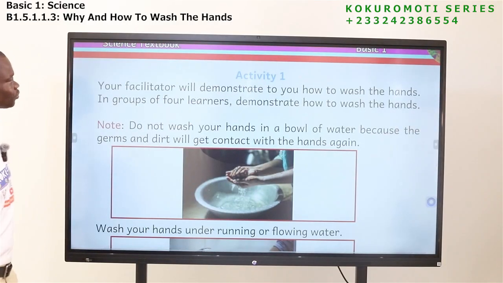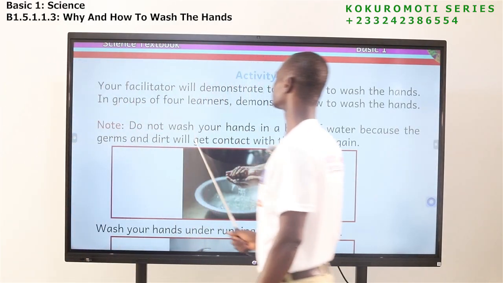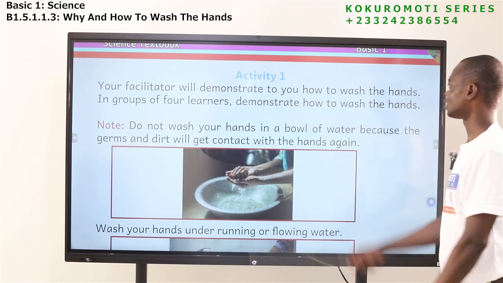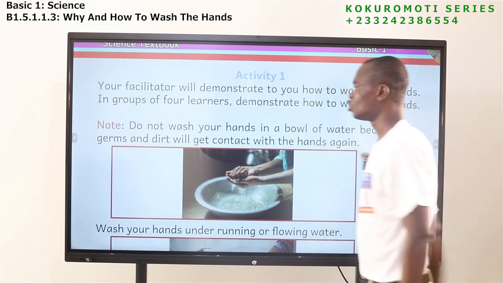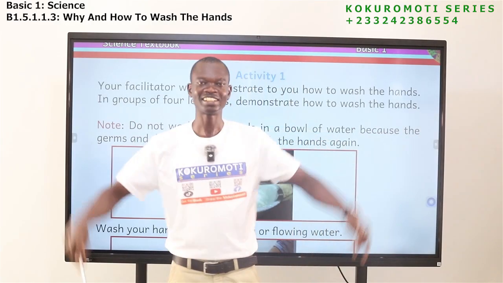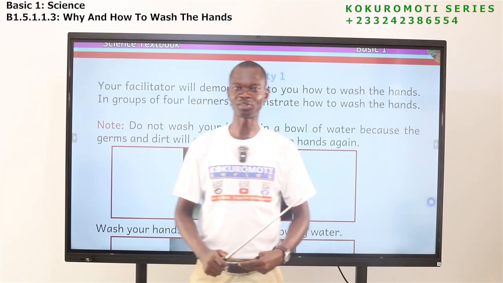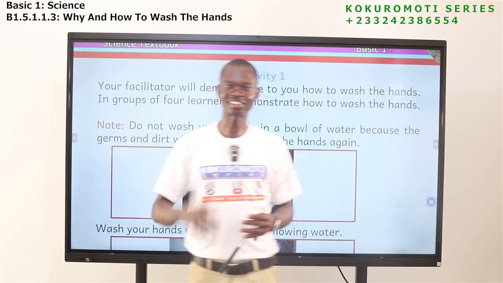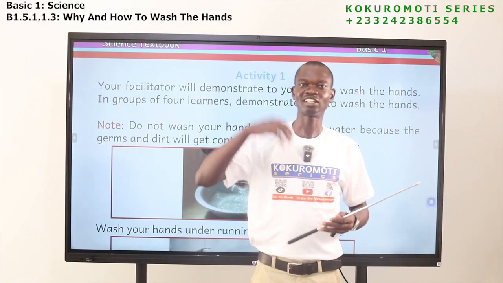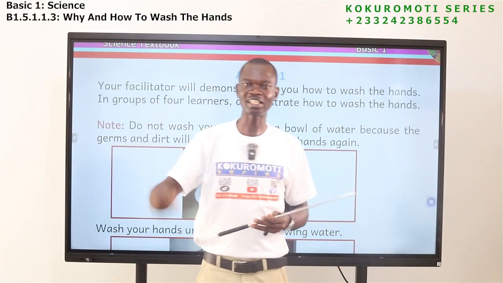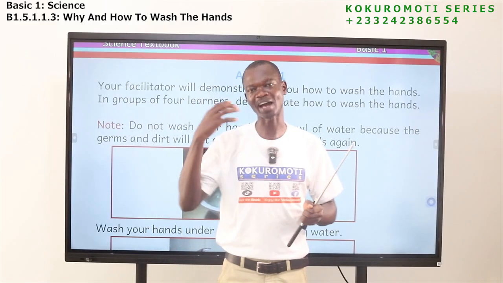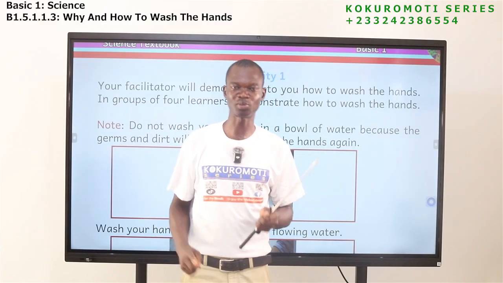Now let's continue. Activity 1. Your facilitator will demonstrate to you how to wash the hands. In groups of 4, learners demonstrate how to wash the hands. So this thing, you are going to do it for your mother, your father. Tell them that you have learned something from the Kokomoti series. And the assignment is that you should demonstrate to them. Do it for them to see how we wash our hands. I have told you that you need some items. Make sure you get your soap.